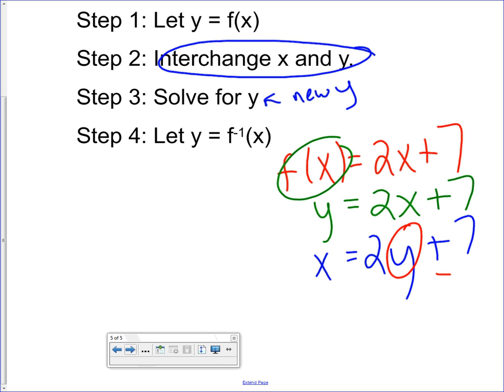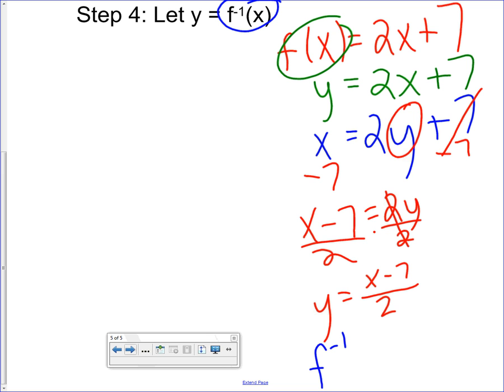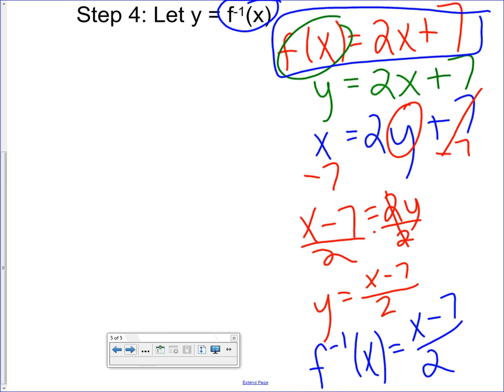Doing basic algebra, first I'm going to subtract 7 from both sides. So I have x minus 7 equals 2y, and then I'm going to divide by 2. So I get that y equals (x minus 7) over 2. If I could simplify, I would. And then the very last step is just about the notation. It's saying replace the y with the notation f inverse of x. So if the function is 2x plus 7, its inverse is (x minus 7) over 2.